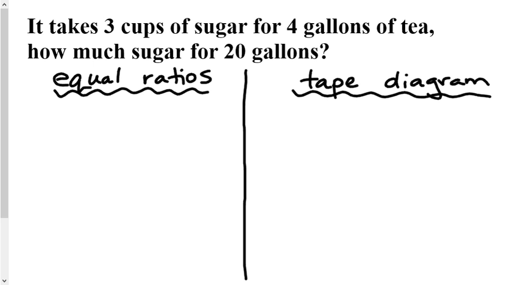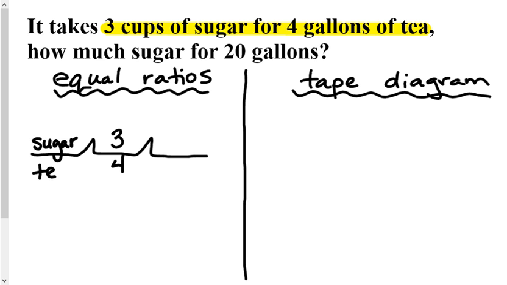So if I use equal ratios, I'm going to first find what are my 2 things that are related. And when I look at this, I'm going to see, oh, it takes 3 cups of sugar for 4 gallons of tea. So those are my 2 things that are related. So I'm going to put that in my bridge map. I'm going to say, well, it takes 3 cups of sugar to make 4 gallons of tea. And I could put my units here as well.